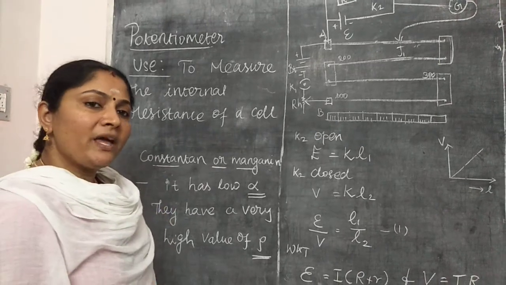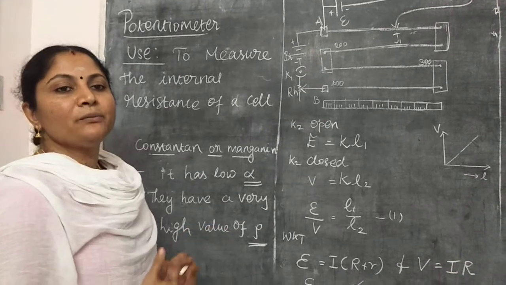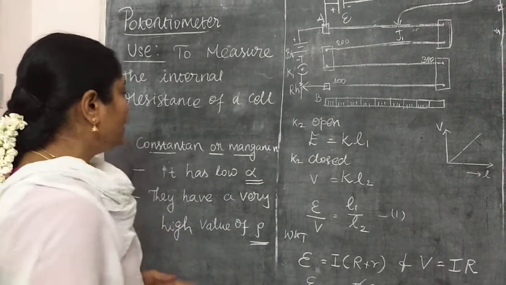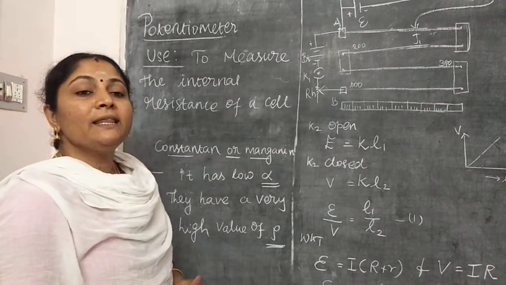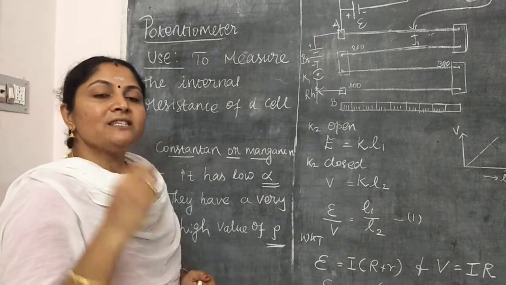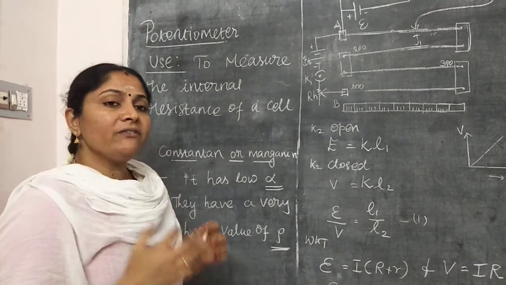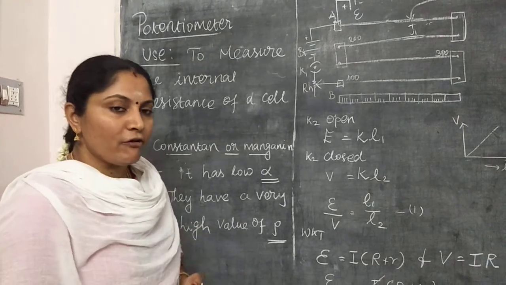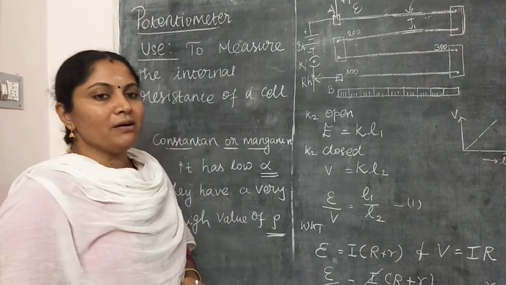This experiment we have in our practicals, so the concept of this experiment we'll discuss now. We'll do this experiment later in our lab. And one more thing I want to explain to you. The potentiometer wire is made up of constantan or manganese, I told you. Why do we choose these two materials alone to manufacture the wire of the potentiometer? That reason you must know. That is a very important one mark question.